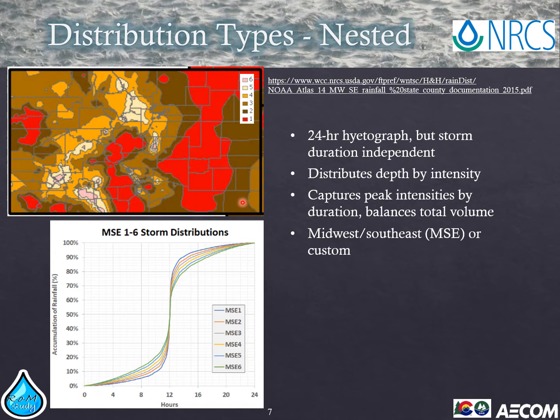So then you're capturing the effect of the intensity, which is often what drives the actual peak flows, across the full spectrum of all the different durations. And this is a map here of Colorado showing the different MSEs.